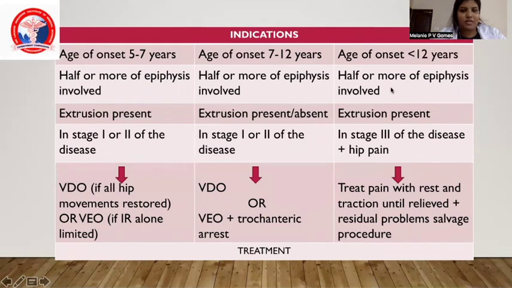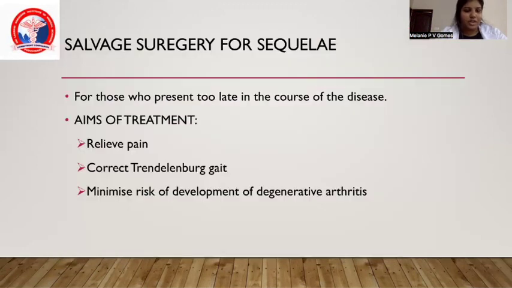If the age of onset is less than 12 years with half or more of epiphysis involved, extrusion present in stage 3 of the disease and hip pain, treat the pain with rest and traction until relieved, and for residual problems, salvage procedure is done.